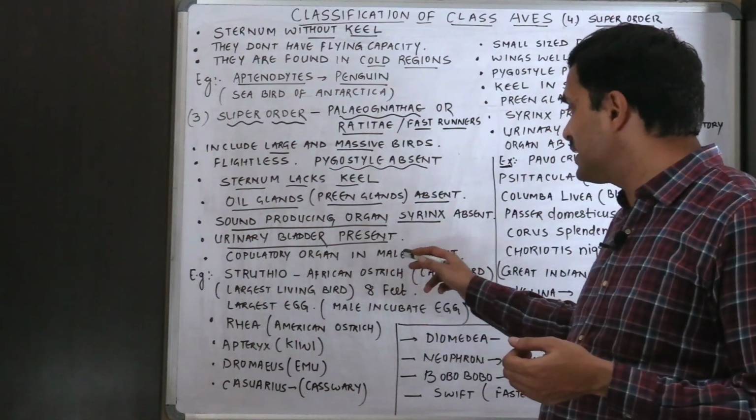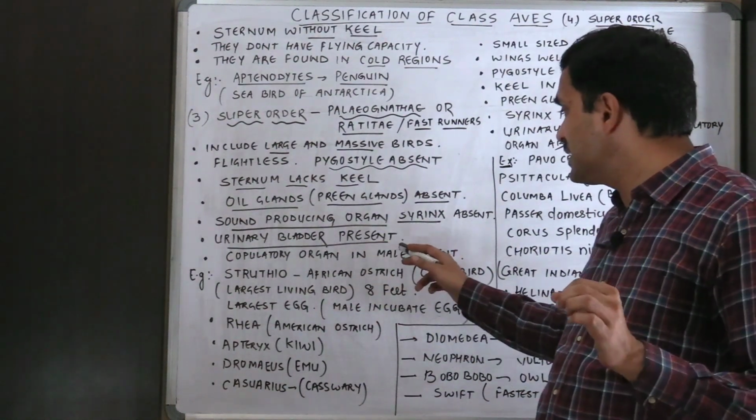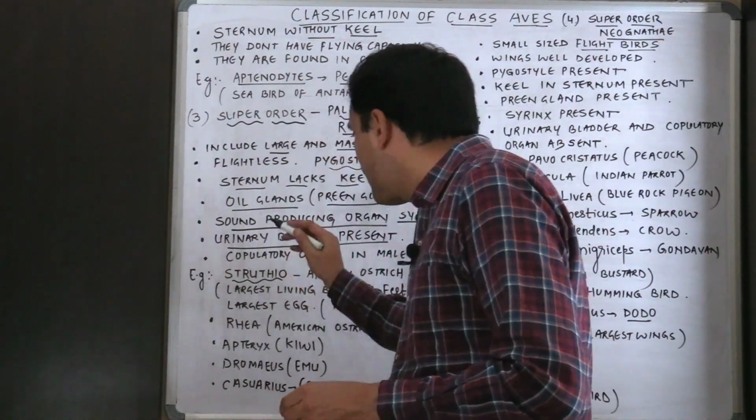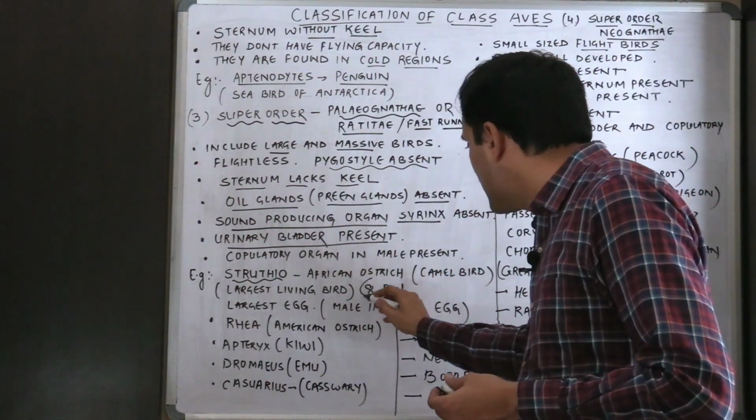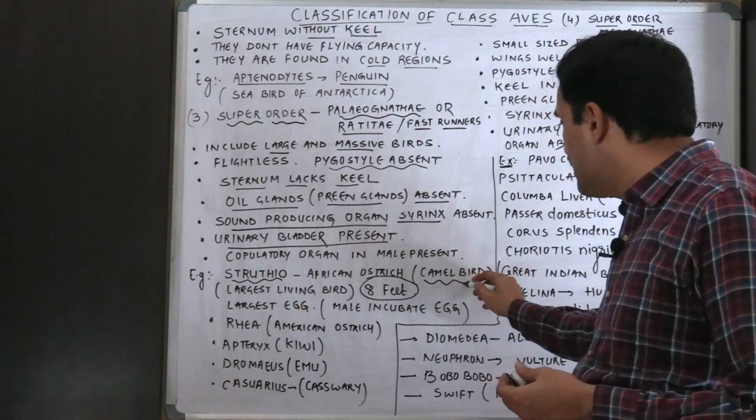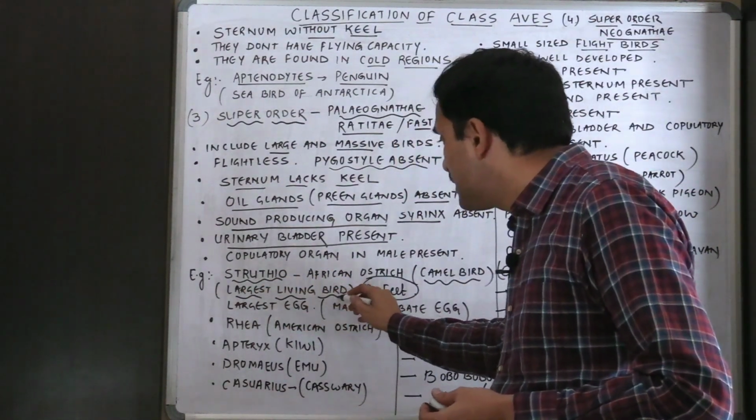Copulatory organ is present in the male. The best example is the struthio, the ostrich. It is a very large bird, 8 feet tall. It is also called the camel bird, and it is the largest living bird.